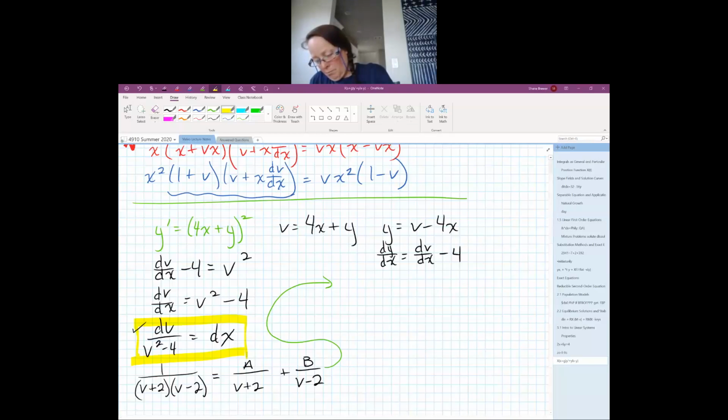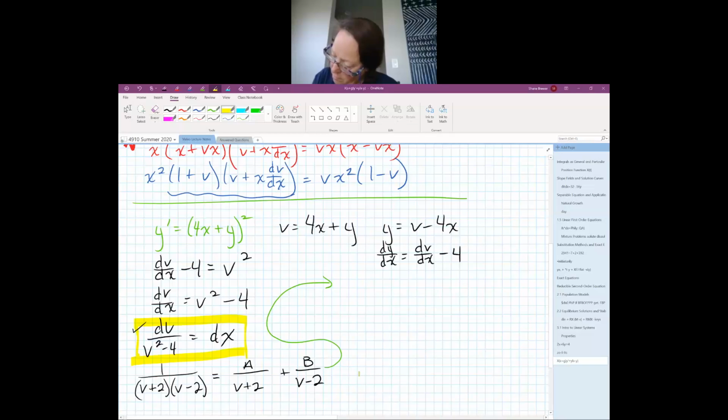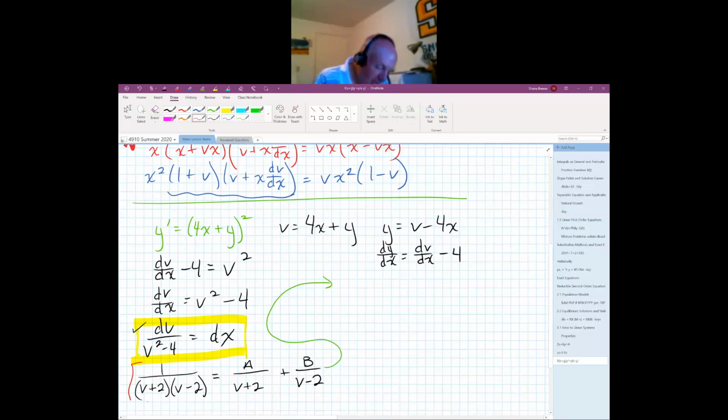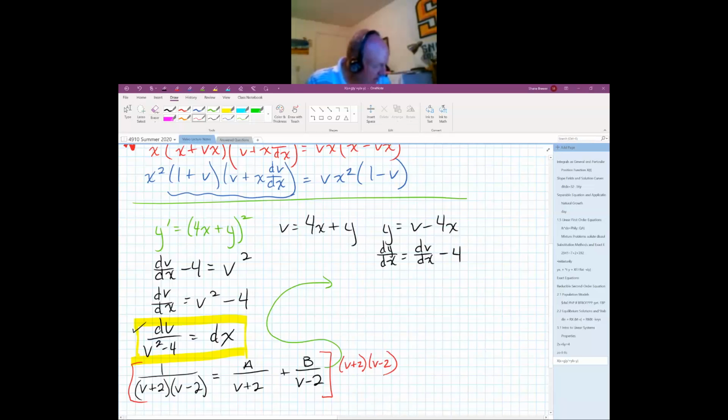Okay, so we're doing the partial fraction decomposition. You still with us, Becca? Yes, I'm with you. And so the first step is to multiply this whole thing by v plus 2, v minus 2, just to give us a simple rational expression equation. So we end up with 1 equals A times v minus 2 plus B times v plus 2, right? All the fractions will cancel out.